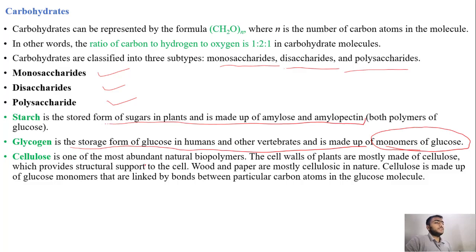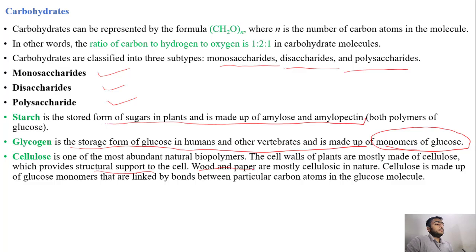Then cellulose is one of the most abundant natural biopolymers. The cell walls of plants are mostly made up of cellulose, which provides structural support. So it makes sense that it is the most commonly found sugar all around the globe, because it is the fundamental unit of cell walls. That's why plants are everywhere. We remember plants are everywhere. So cellulose is in fact everywhere, because cellulose is the fundamental unit responsible for the composition of a cell wall.